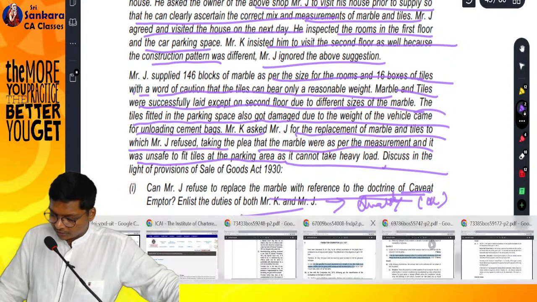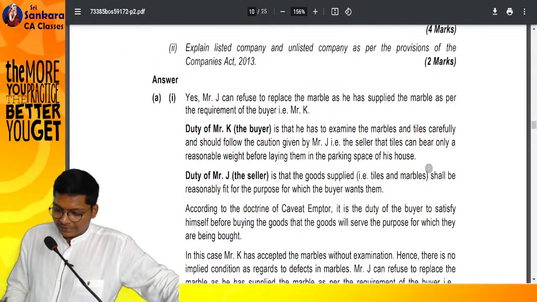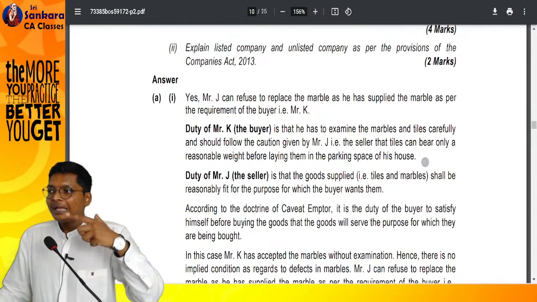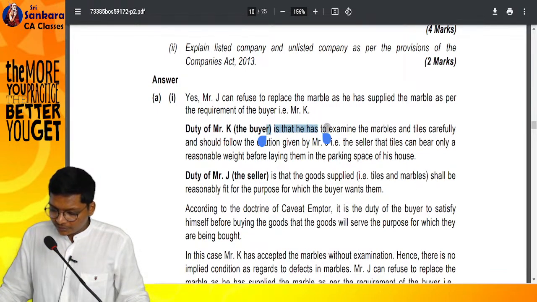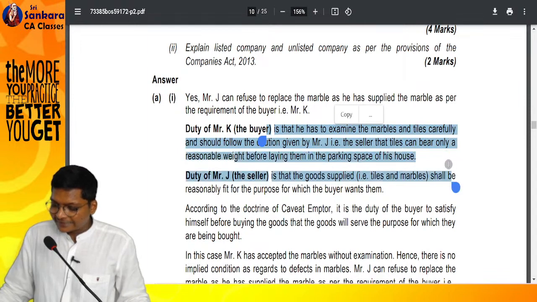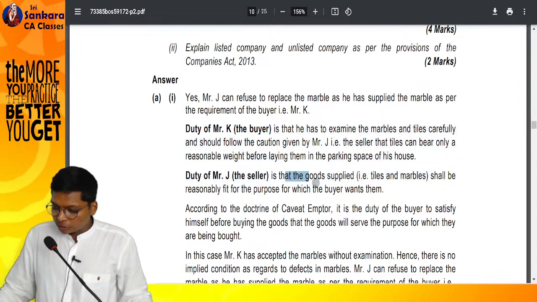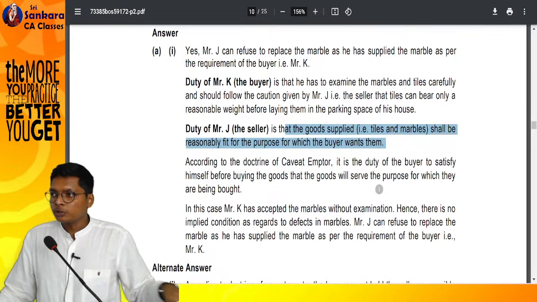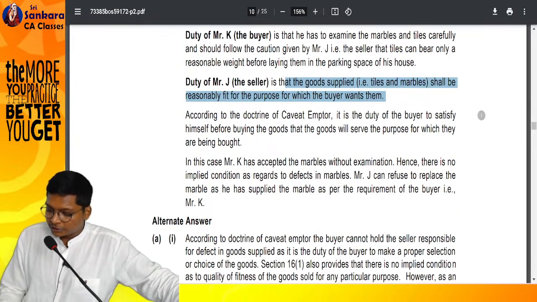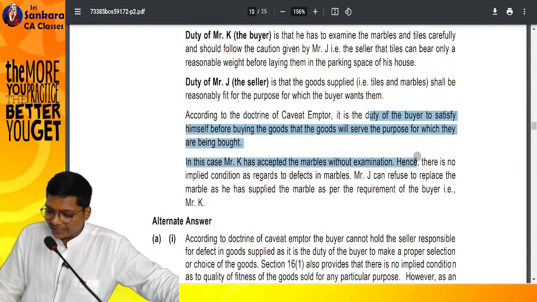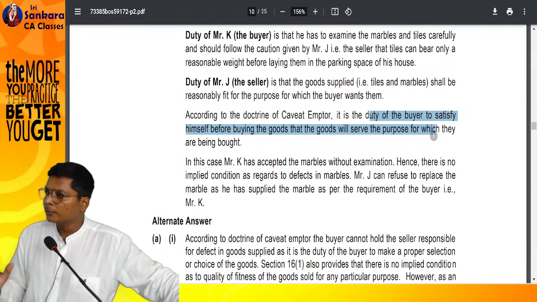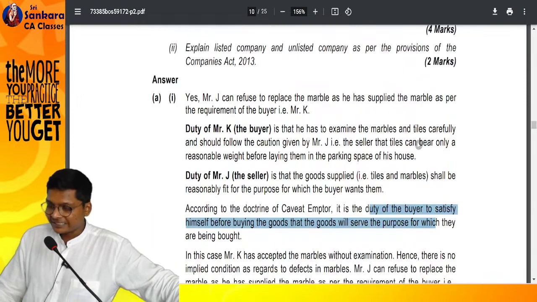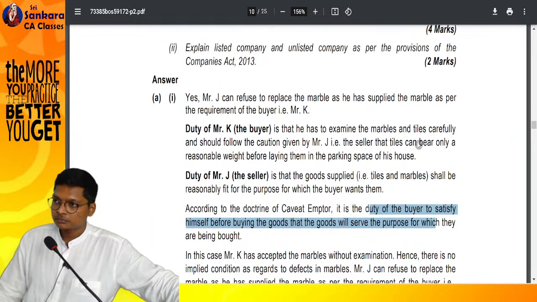Look at the answer first. Yes, J can refuse by using the principle of the doctrine of caveat emptor. It is the duty of the buyer to carefully examine. He didn't examine, so it is not the seller's responsibility. According to the doctrine of caveat emptor, it is the duty of the buyer to satisfy himself before purchase. He is not reasonable; he has not taken care. Able to follow, guys? That is the first case, giving benefit to the seller.